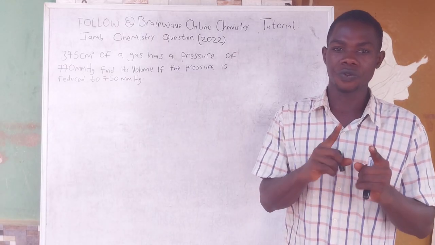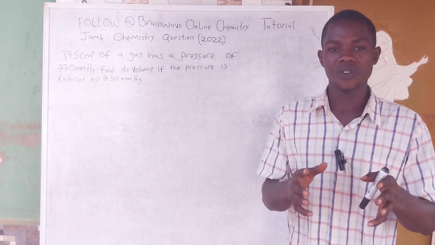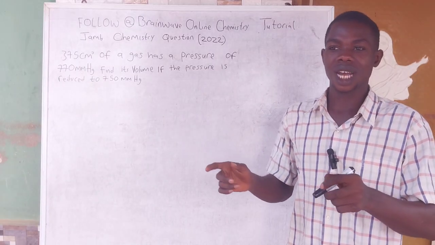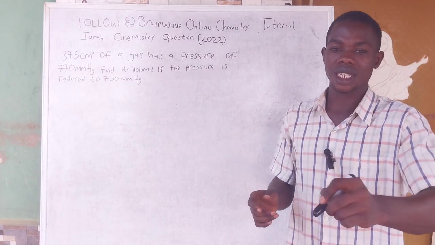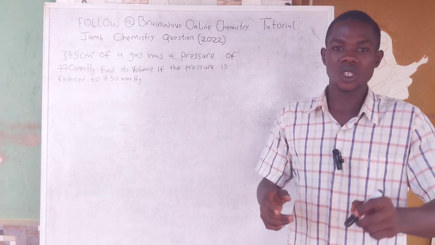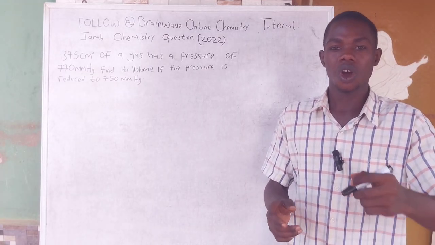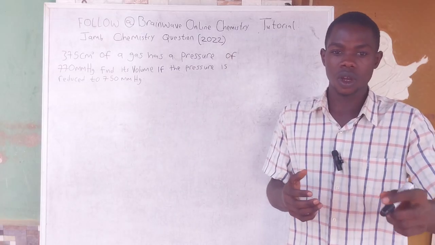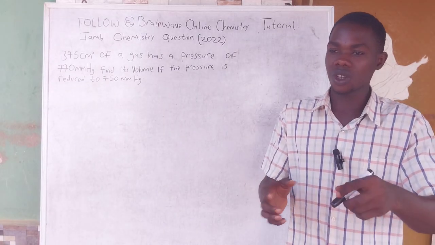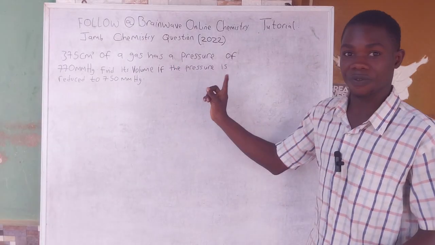So, if you're in the JAMB hall and you see a question like this, the question will not state that this is Boyle's law, or Charles' law, or the general gas equation. You are supposed to know that this is Boyle's law, so you can use Boyle's equation, or this is Charles' law, so you can use Charles' equation, or this is the general gas equation. How are you going to know which of these laws it is? It is the parameters that you are given in the question.